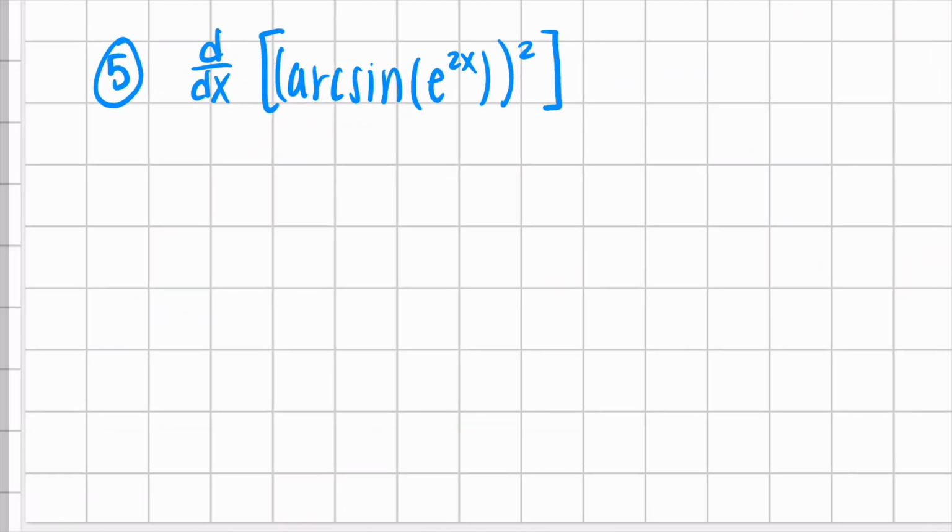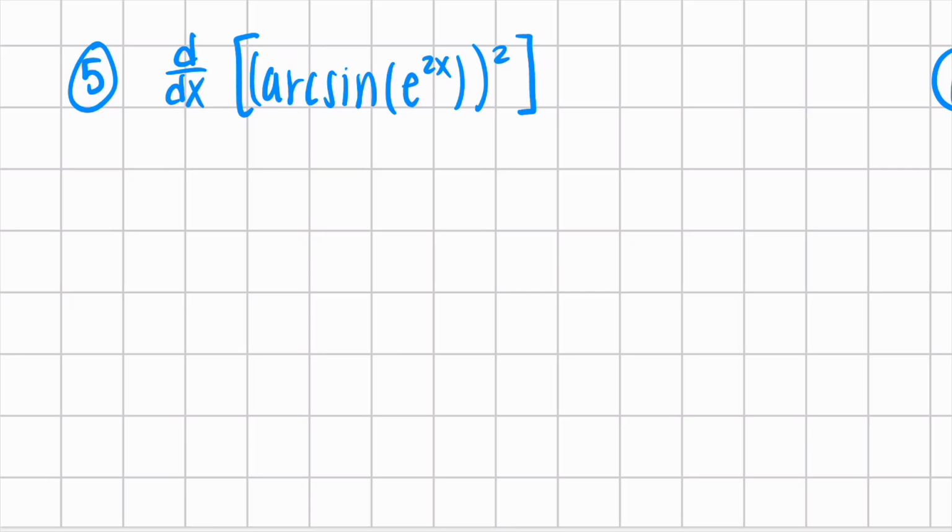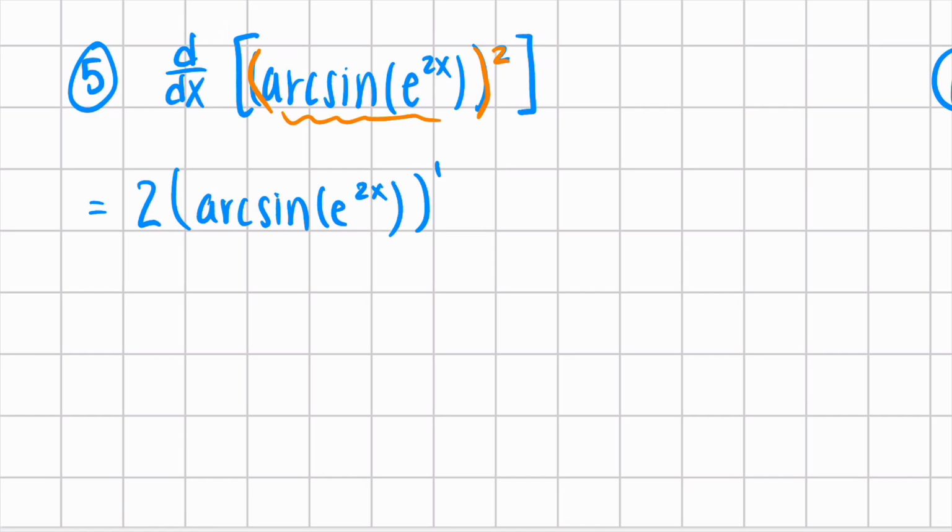We've got a couple more. For number 5, I want you to notice that your outermost function is technically x squared, and then instead of x, we have arcsine of e to the 2x. So we're going to have to do some chain rule for this one. My outermost function is the squared. So I'm going to bring down the 2 and decrease the exponent. All the stuff in the middle stays the same. Then I need to chain rule my arcsine of e to the 2x. So that's going to be times 1 over the square root of 1 minus e to the 2x squared.